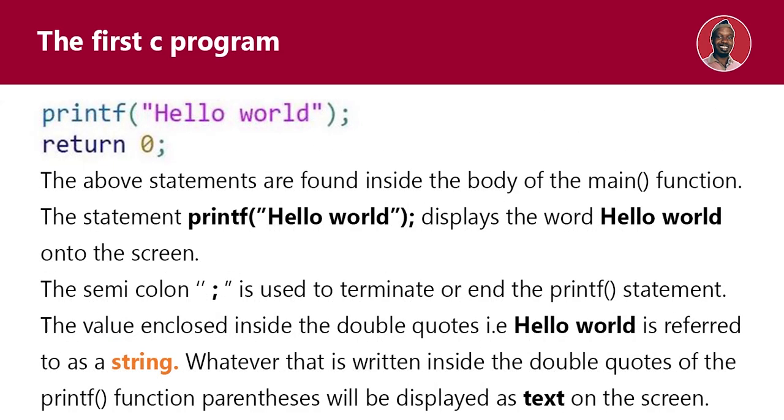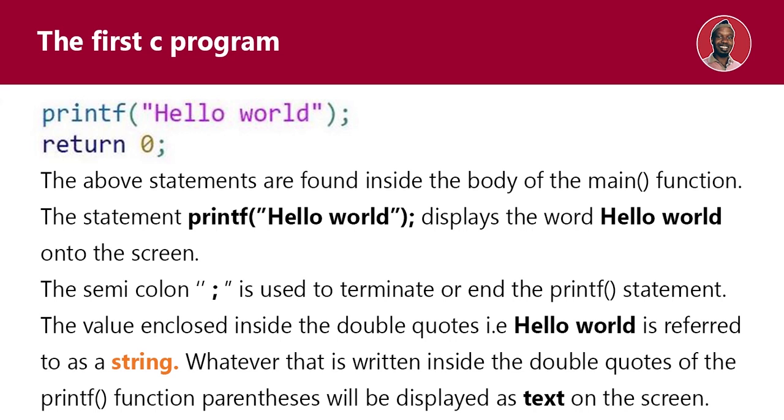Printf, open and close off the parentheses, and inside the parentheses we have double quotes, and inside the quotes we have the word hello world, and then at the end of that statement we have a semicolon. As a beginner, you will always have issues with terminating your statement with a semicolon. It's a common error for programmers that are beginning to write programs. Then we have return 0, semicolon. The above statements are found inside the body of the main function.